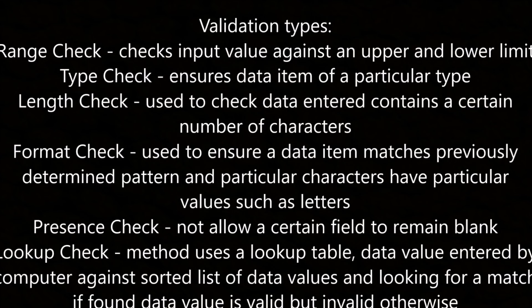Validation types include a range check, which checks the input value against an upper and lower limit. A type check ensures that the data item is of a particular type. A length check is used to check data entered contains the right number of characters. A format check is used to ensure a data item matches the previously determined pattern and particular characters have particular values, such as letters. A presence check doesn't allow a certain field to remain blank, and a lookup check uses a lookup table with the data value entered by the computer against a stored list of data values, and it looks for a match. The data value is valid if there is a match, and invalid otherwise.